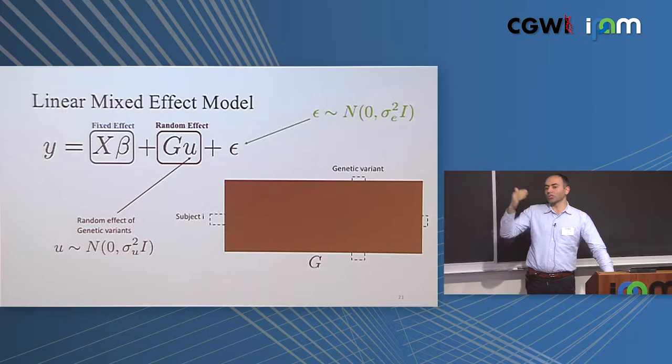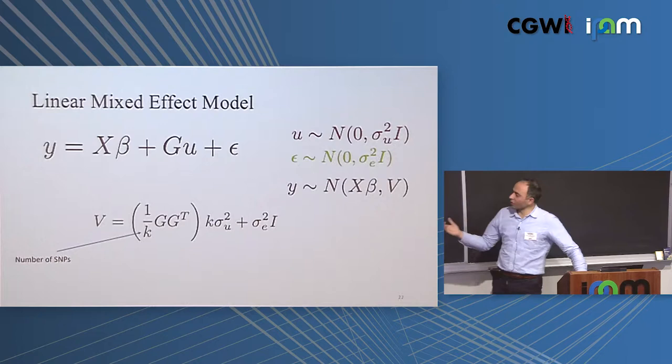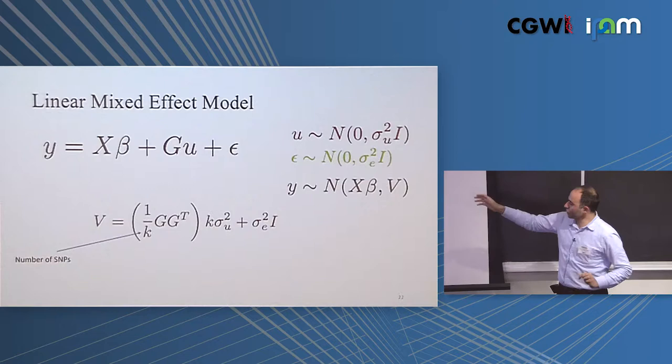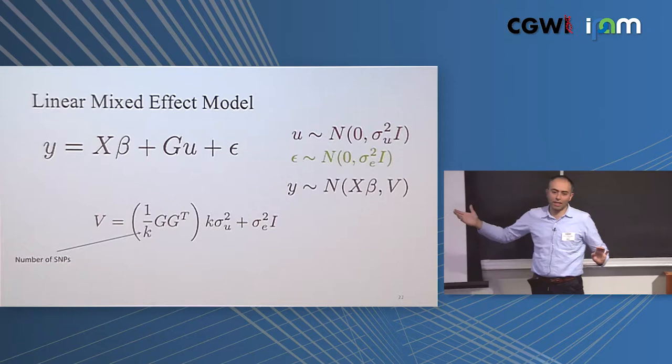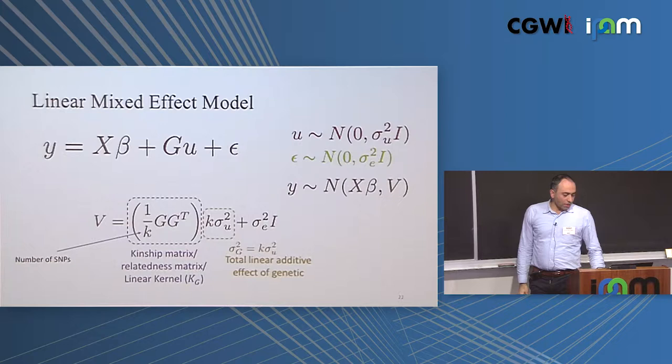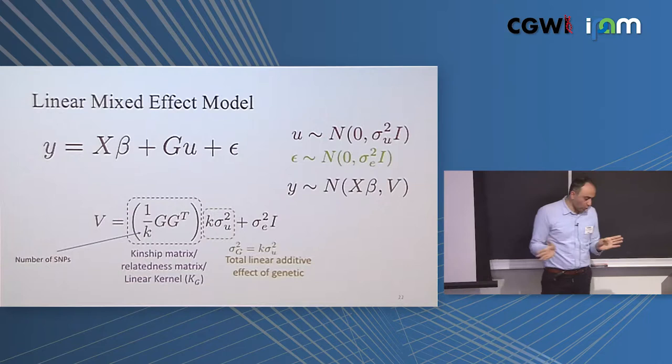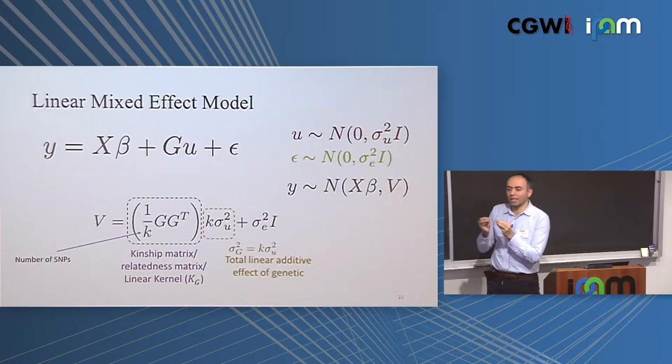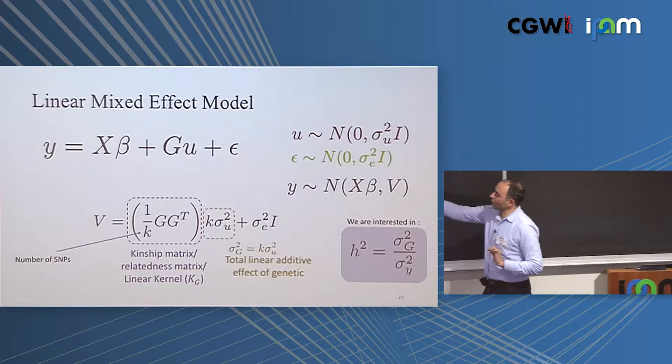So if I write the variance of Y, the result would be the so-called kinship matrix, which you can think of as a linear kernel of the genotype. If two individuals are, let's say, siblings, they are very close to each other. Of course we are talking about independent individuals, but you can view it as the relatedness of the individuals. And the second term is the effect of the noise, or whatever you cannot measure.